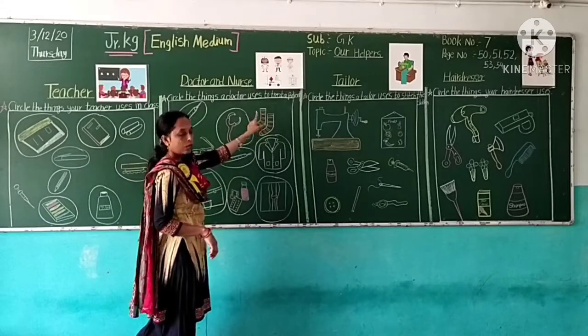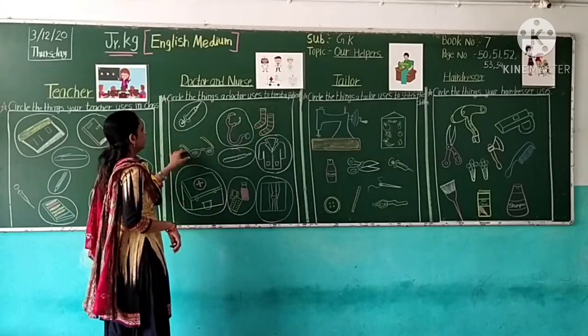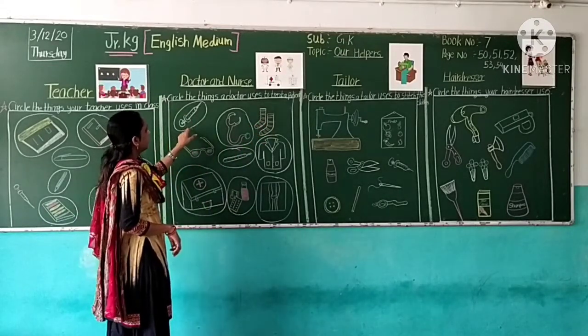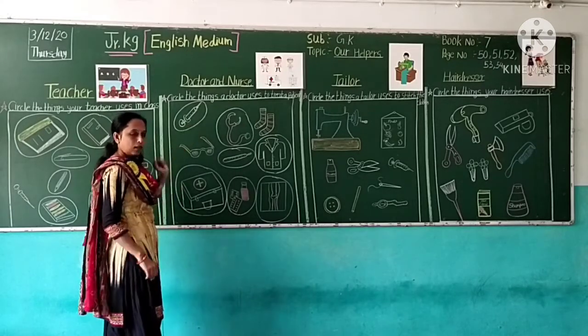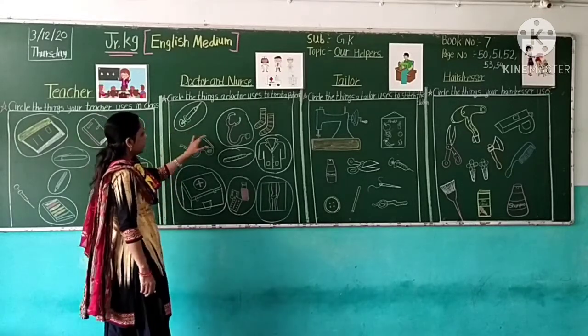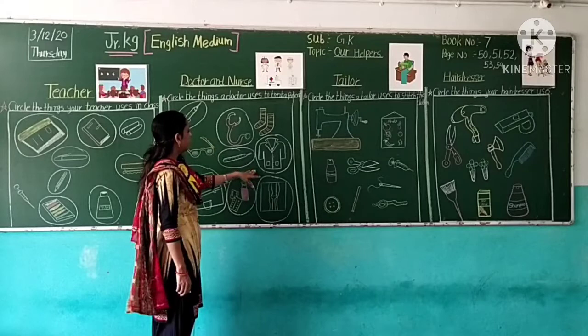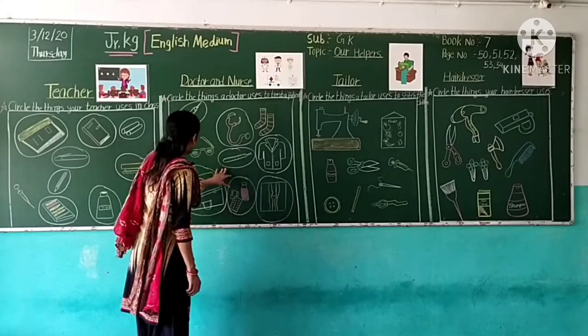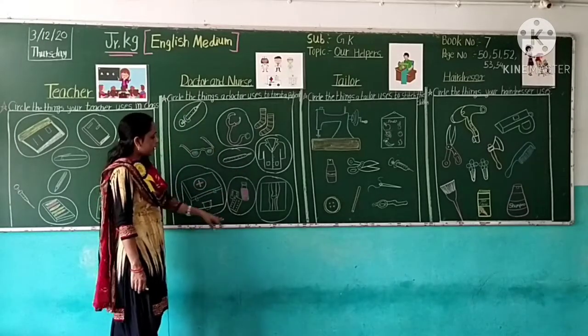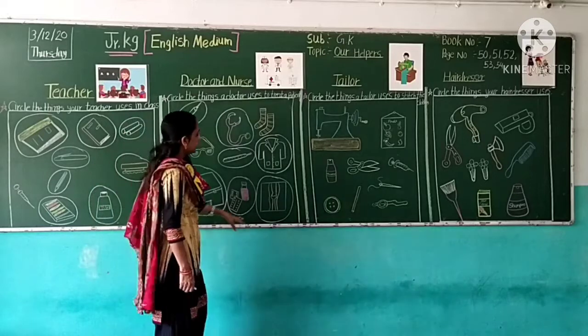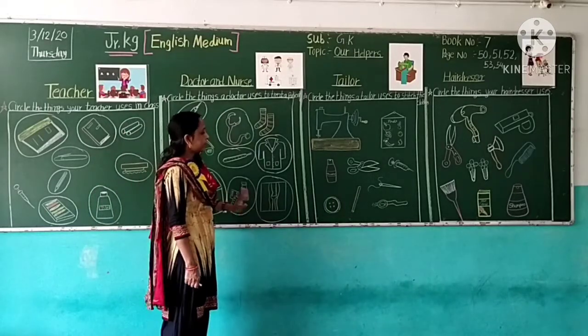Here don't cross. Okay. Don't circle. Circle only what a doctor uses to treat a patient. Injection, stethoscope, coat, thermometer, first aid box, medicines and X-ray.